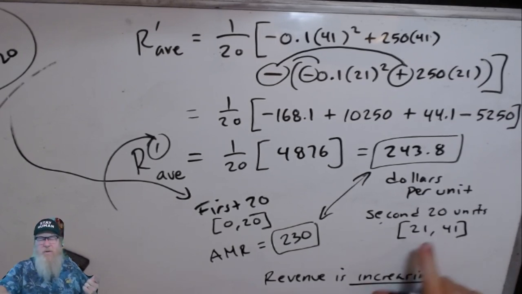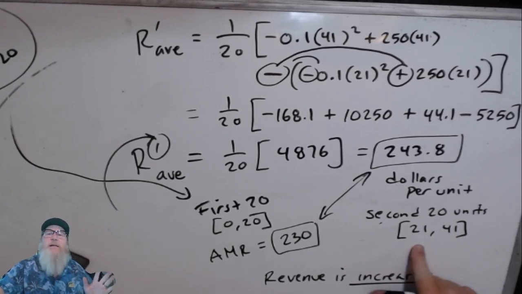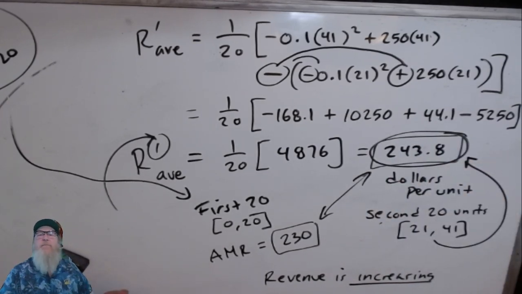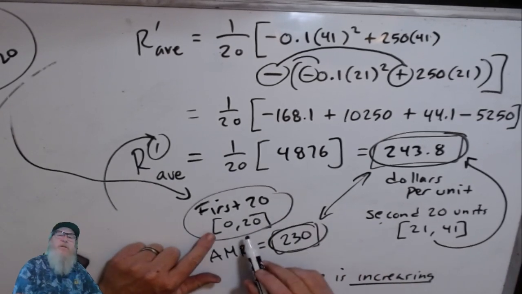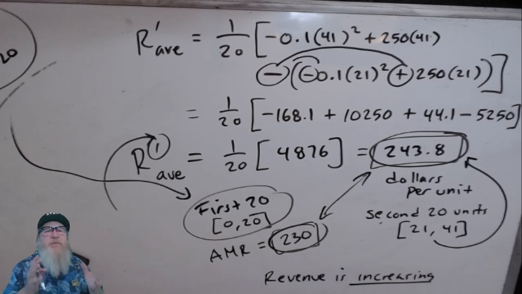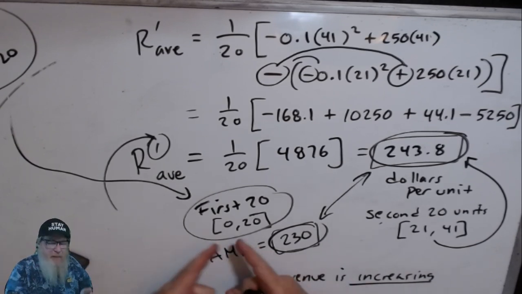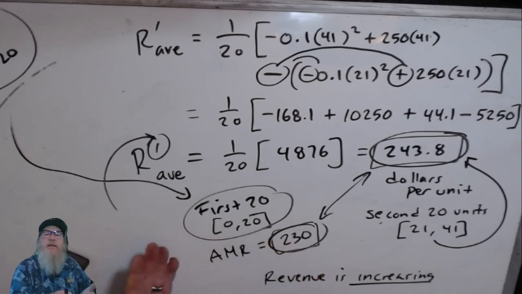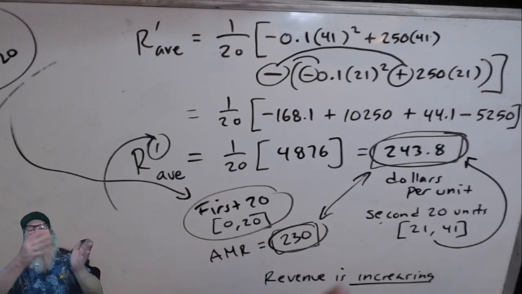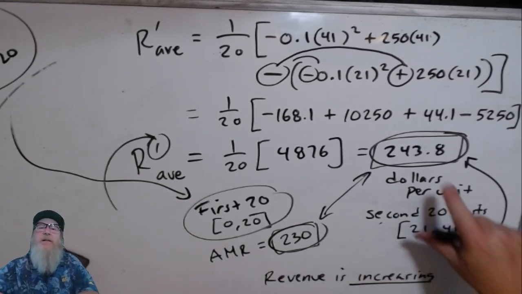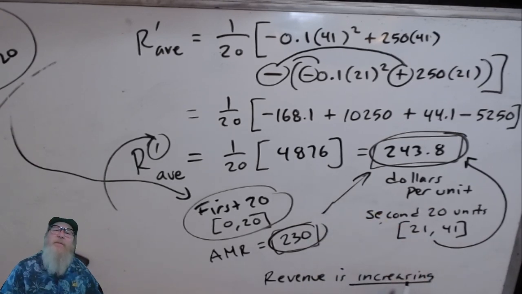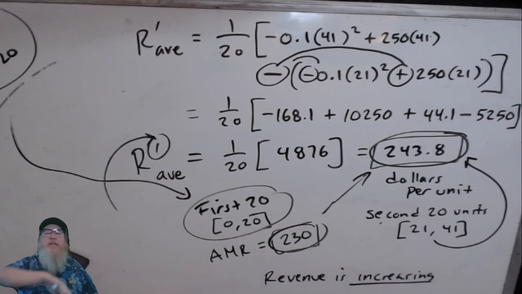Why is that important? Well, remember, the average is saying anywhere in this range, the average is $243.80 per unit, yeah? But if you're in the lower range, from 0 to 20, you're only making $230 per unit, right? So when you're analyzing a revenue model, you want to think of all possibilities in that range of units. So again, this 230 is an average for anywhere in that range. And then when you go to the next range between 21 and 41 units, your average goes up to 243. So that means our revenue is increasing. If this was going down, then that means you're on the other side of the hump.